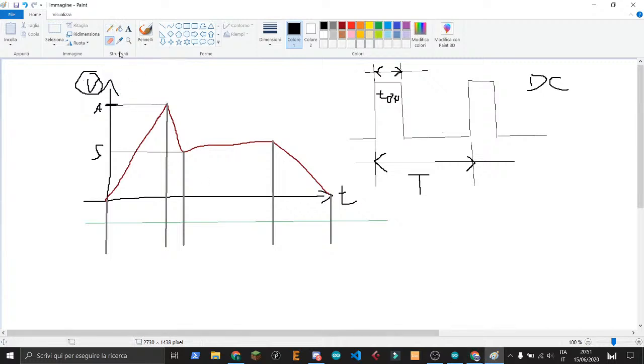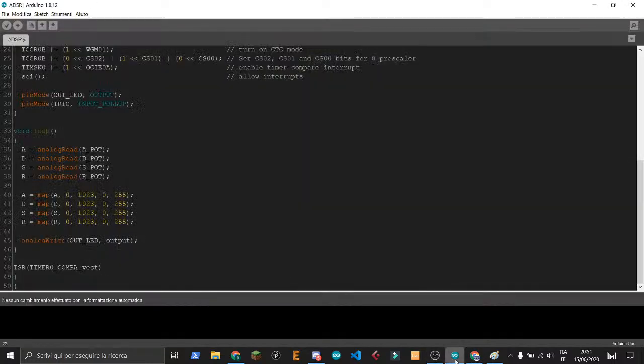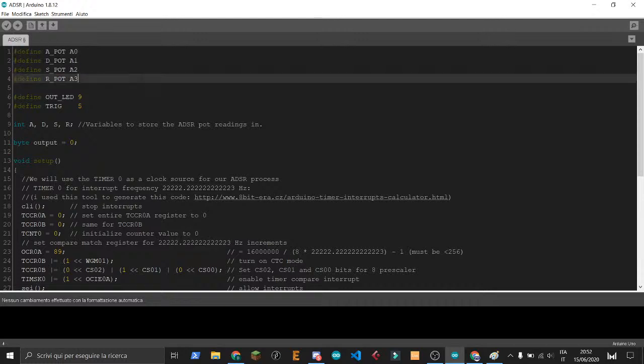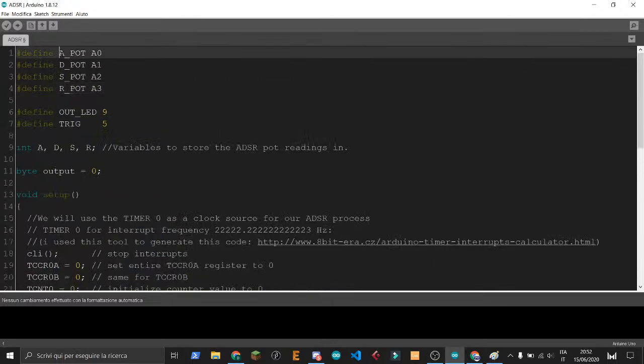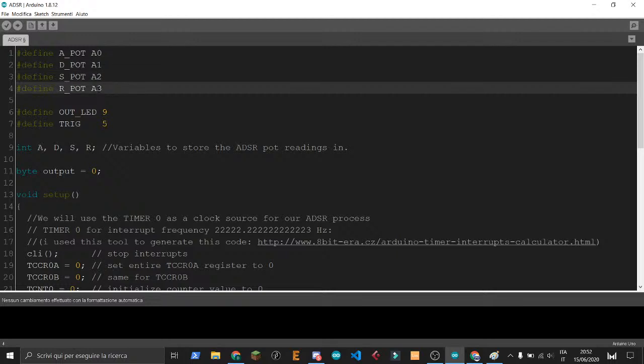So we have four potentiometers, and let me take the code. We have four potentiometers here. We have the define statements here. We have attack pot called A pot, decay pot, sustain pot, and release pot. And we will attach those potentiometers to analog pin 0, 1, 2, and 3.